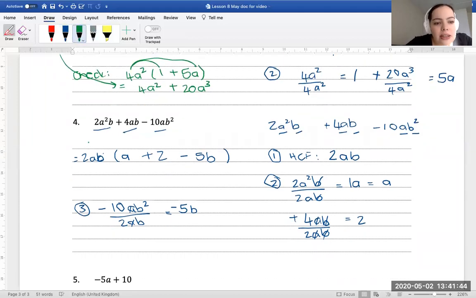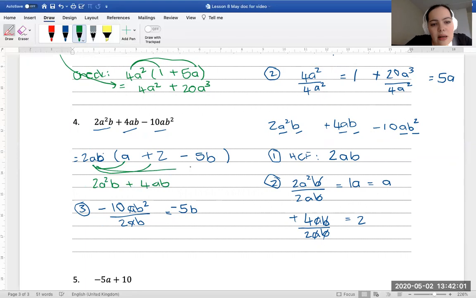All right, and again, we can just check this. So how do I check it? Well, I just say, what's 2ab times a? It's 2a squared b. And then I multiply the next terms. So plus 2 times 2 is 4ab.